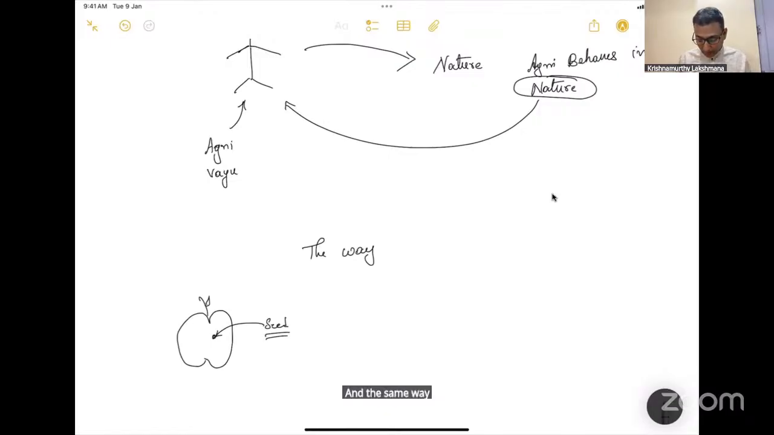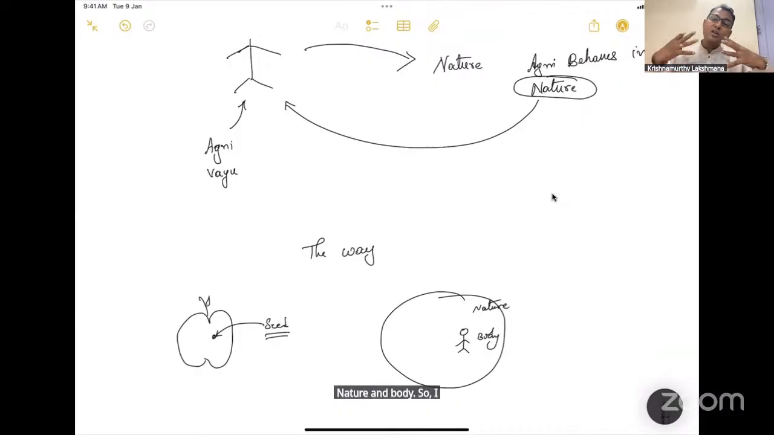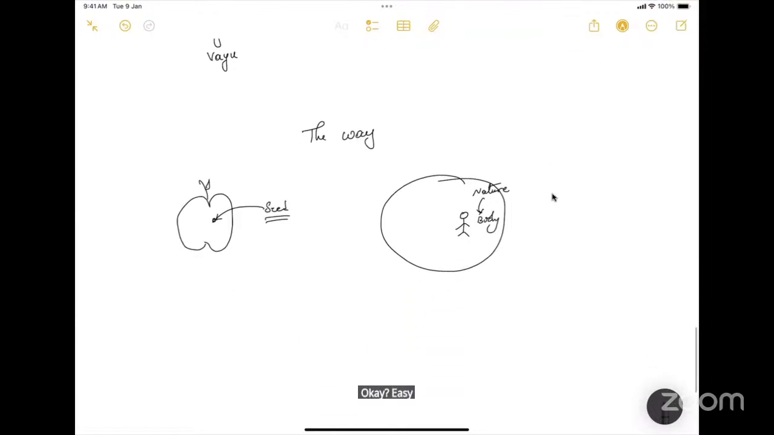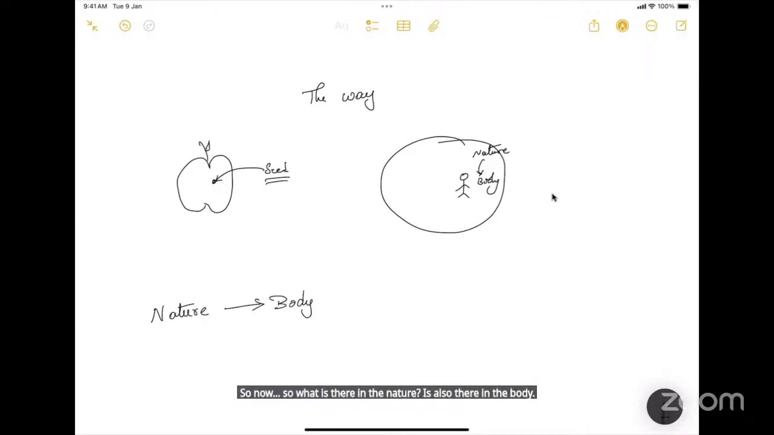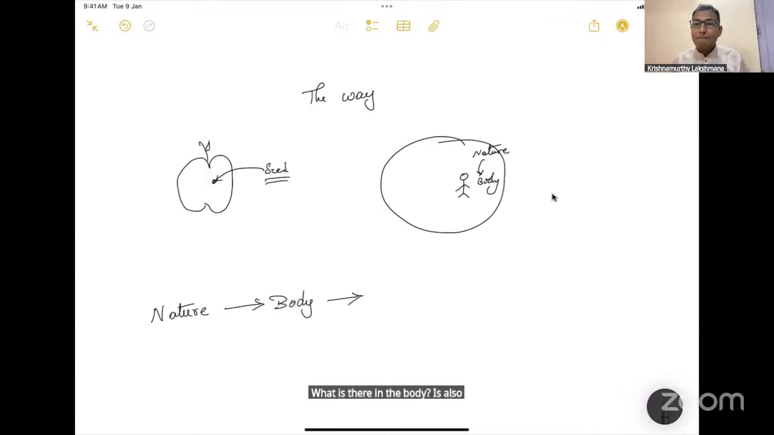And the same way, this is nature and I am a sub part of nature. Nature and body. So I have a lot of things same as what is there in nature. Easy to understand. So what is there in nature is also there in the body, and what is there in the body is also there in the parts. How? How is that?